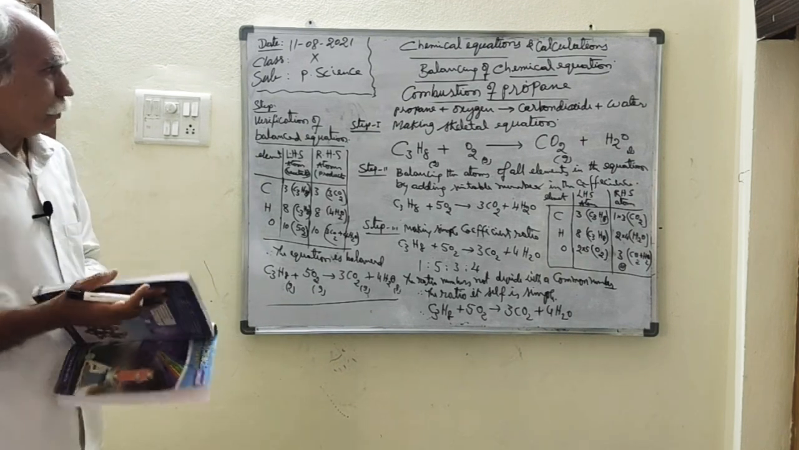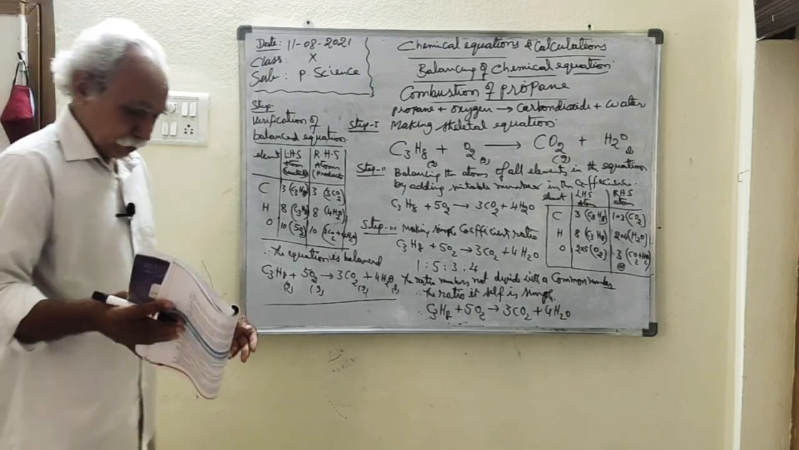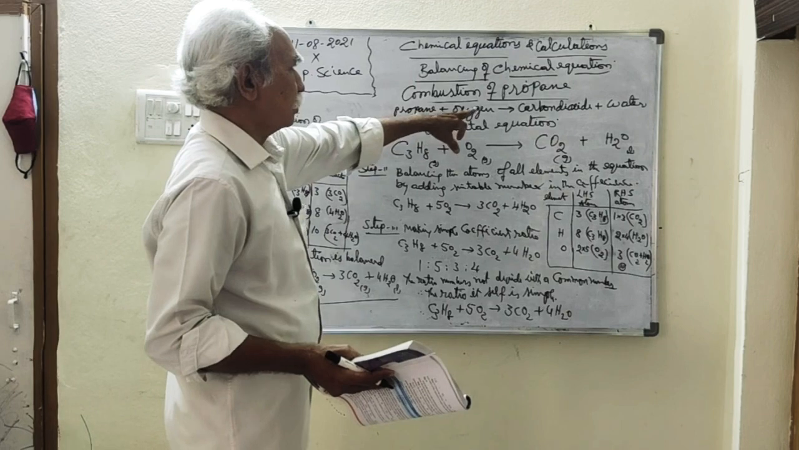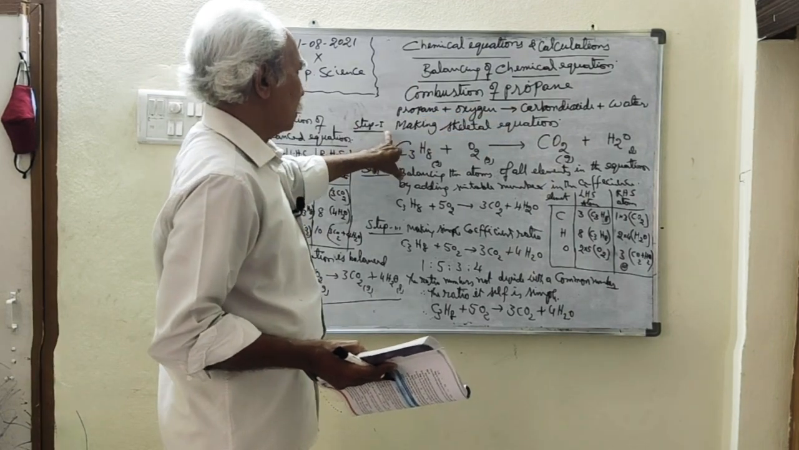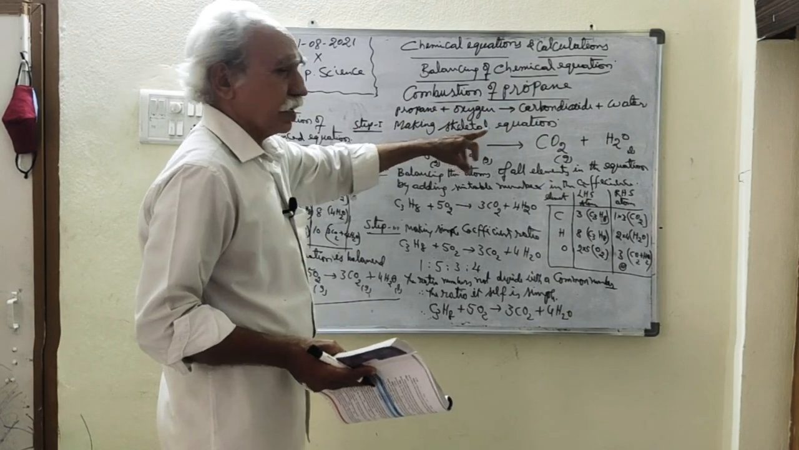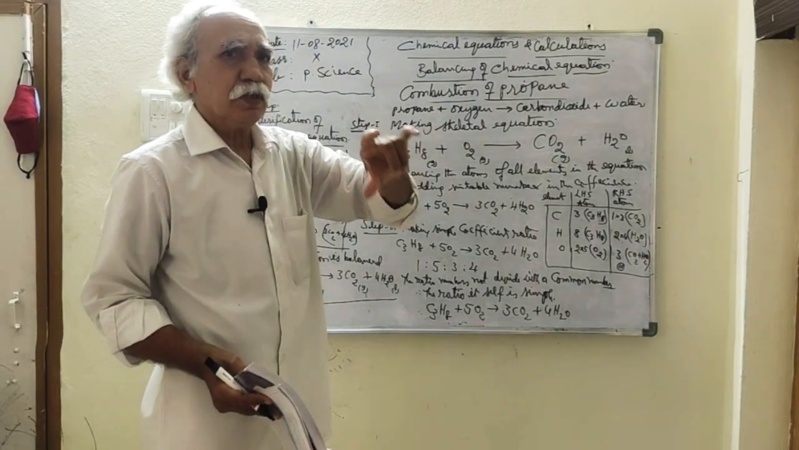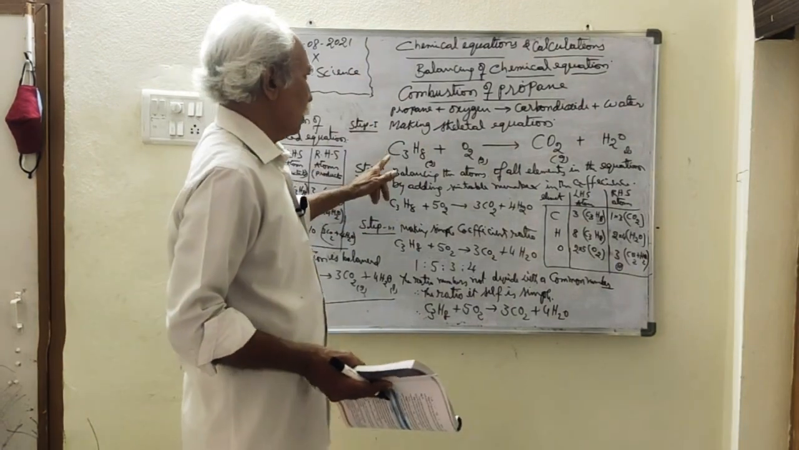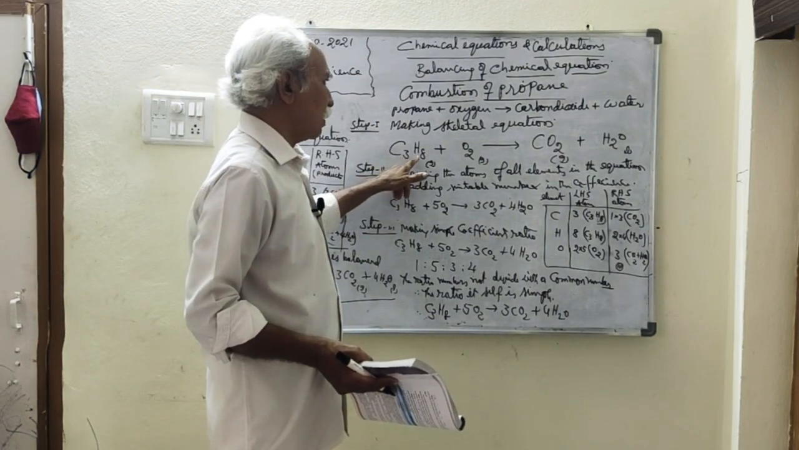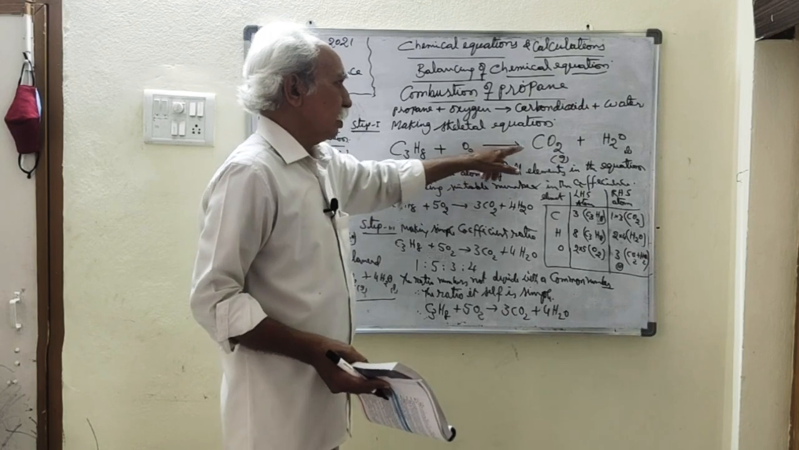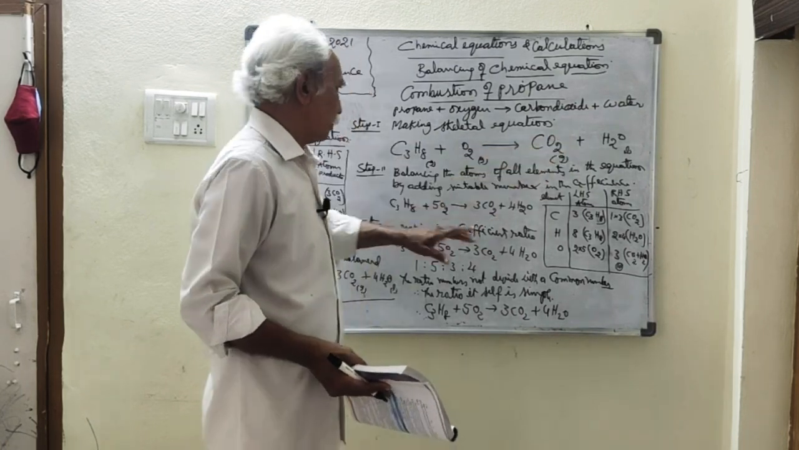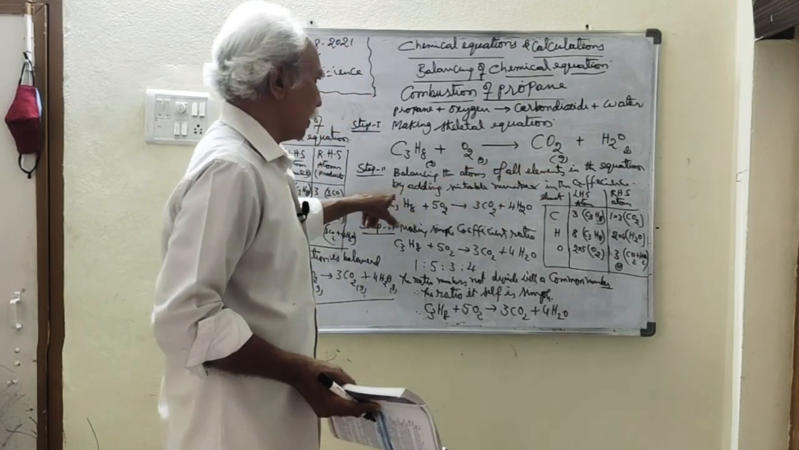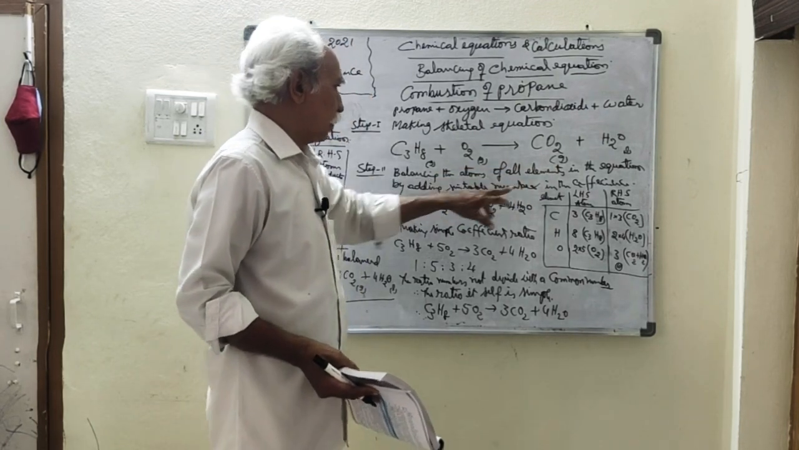So now understand here, combustion of propane plus oxygen gives carbon dioxide and water. So first step is making skeletal equation. Skeletal equation means unbalanced equation just by using only symbols and formulas of the components. So here is the propane C3H8 plus O2 oxygen, CO2 carbon dioxide, H2O water. Then step 2, balance the atoms of all elements in the equation by adding suitable numbers in the coefficient.